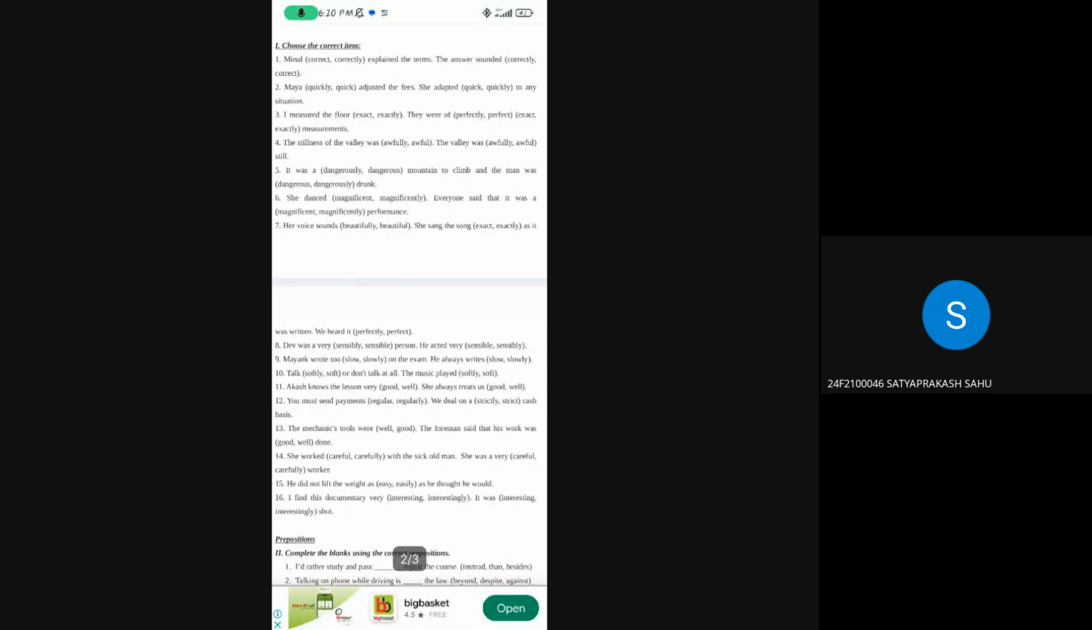Both are modifiers. Why correctly? Because it gives information about the verb, right? And more specifically, it qualifies the verb explain. So when you say correctly, you are qualifying the verb explain and not anything else. If it has to be an adjective, it needs to qualify a noun. Here, that's not the case, right?